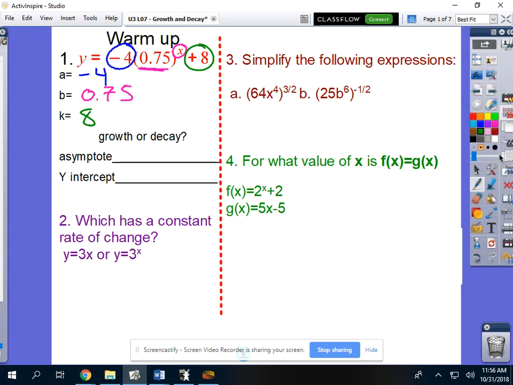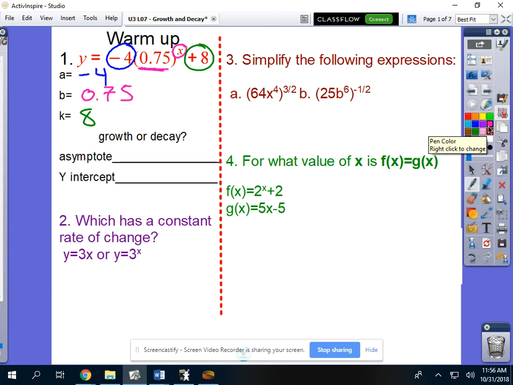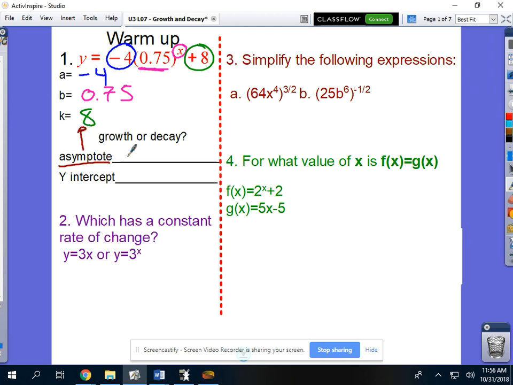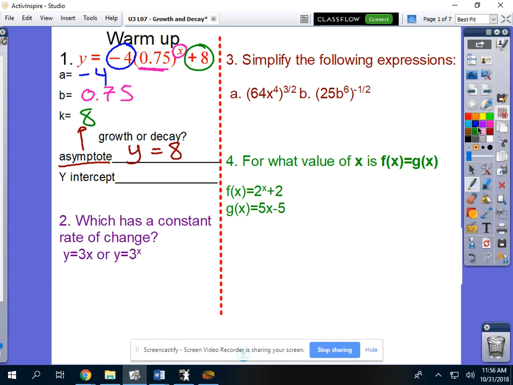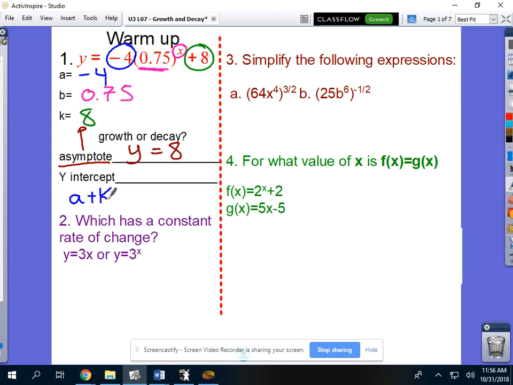So this is super important: now that we know what these items are, can we identify the asymptote? Remember, the asymptote is connected to the K value. So our asymptote is simply y equals, because it is a horizontal asymptote. It's a horizontal line, so that's y. Y is equal to 8. There's our asymptote. The y-intercept, if you remember, was the A value plus the K value. So in this case, that's -4 plus 8, which gives us 4. So our y-intercept is the point (0, 4).